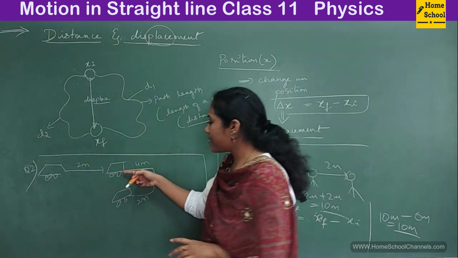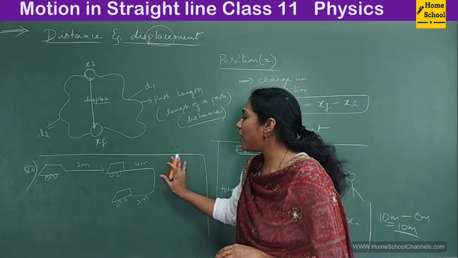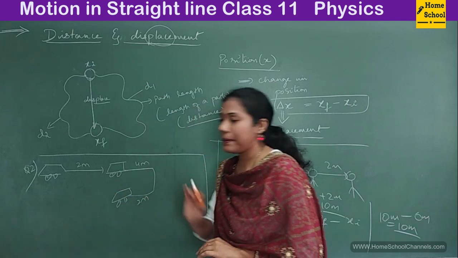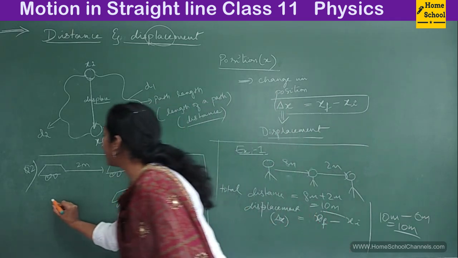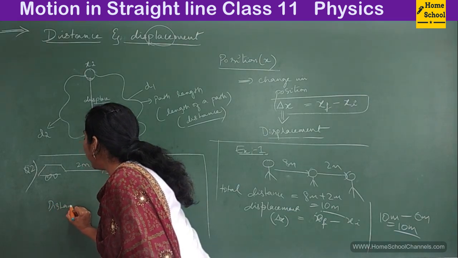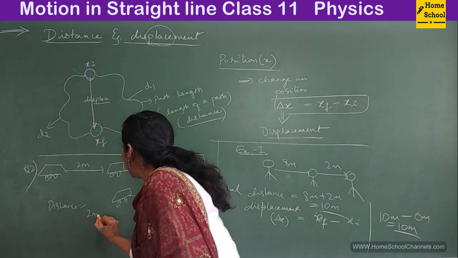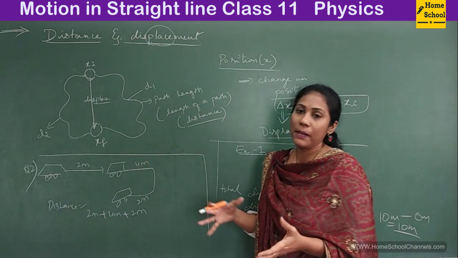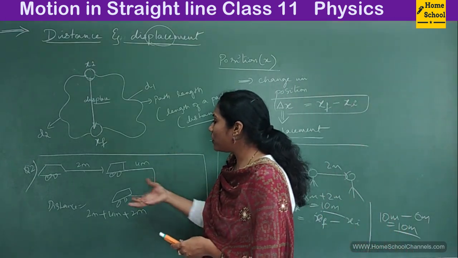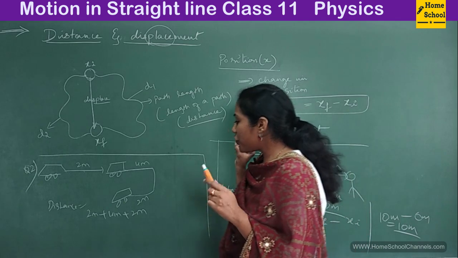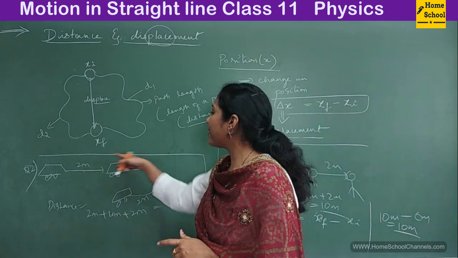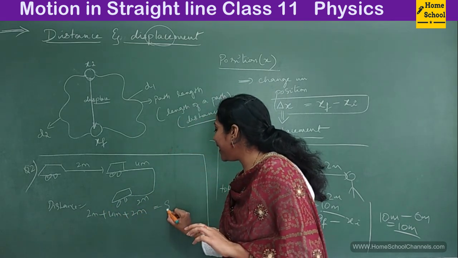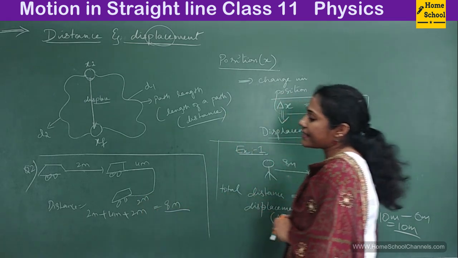The car moved 2 meters this way, again from here 4 meters forward, and later it took a U-turn and moved backwards 2 meters. So how much is the distance here? The total path: 2 meters plus 4 meters plus 2 meters. I'm worried only about the total path, not about the direction. So the total distance the car traveled altogether is 2 plus 4 plus 2, that is 8 meters. So this is your distance.